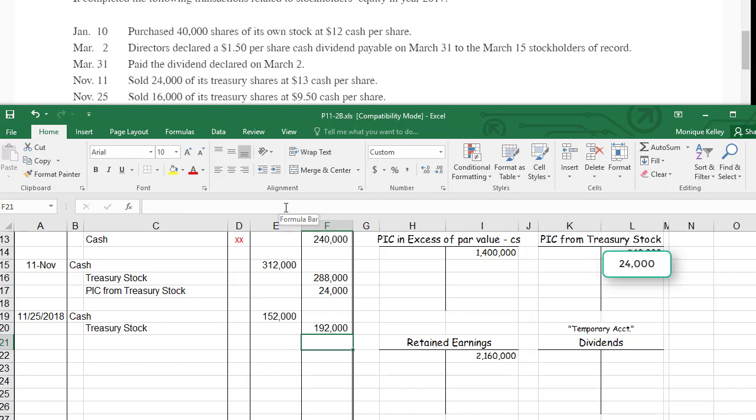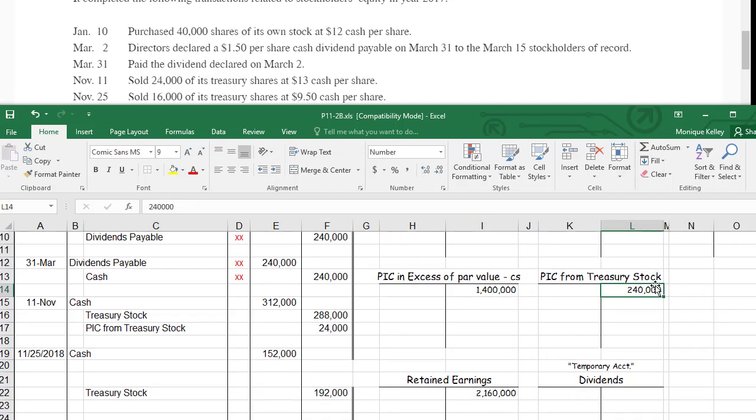And in this case, because the price dropped, we are basically short money. And so now we've got to figure out where to put it. So because we are short money, we're going to go ahead and debit an account. And the account that we're going to debit is going to be based on what's already in the balance for the paid-in capital from treasury.